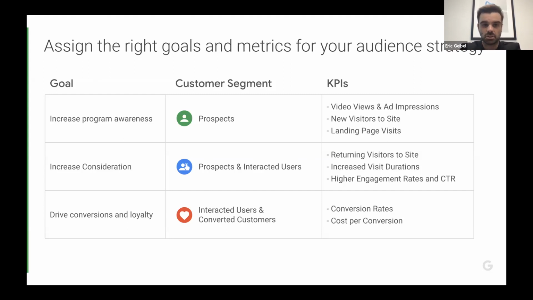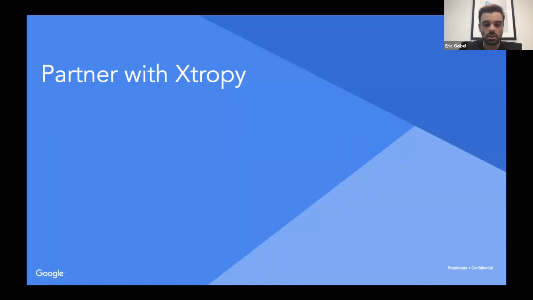The final piece is driving conversions and loyalty. So interacted users and converted customers. What we're going to be looking at is people actually taking action in the form of requesting an energy audit from your energy and utility company. And when working on your campaign, we're going to look and see at what point throughout the funnel we touch these users. And then we could optimize our campaigns and center those around the key characteristics that we saw as part of the touch points of all of these individual users that actually ended up converting and going through the process of getting an energy audit.